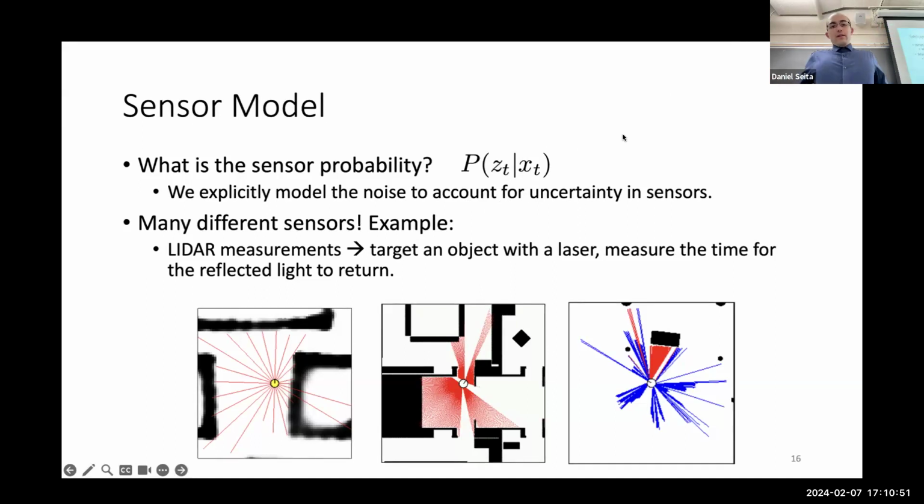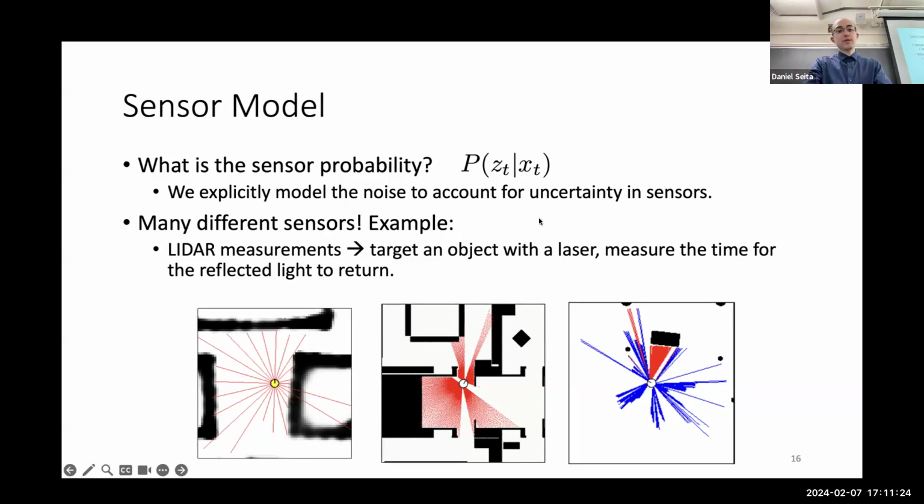The motivation here is to model this type of noise to account for uncertainty in different sensors, right? So if I tell you that this sensor is perfect and noiseless, what's your reaction? Your reaction should be, I'm wrong. Okay, yeah. That's the whole point of probabilistic robotics and a probabilistic model of your system, right?